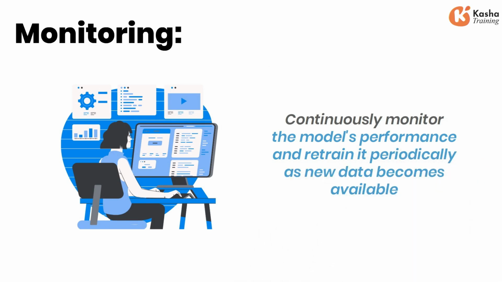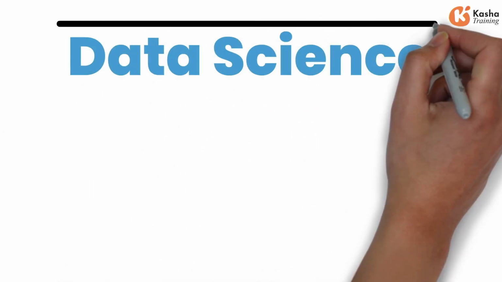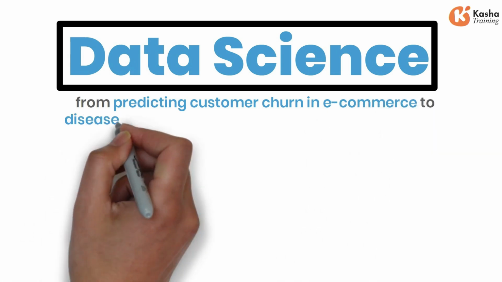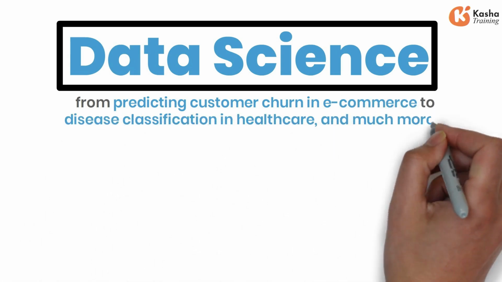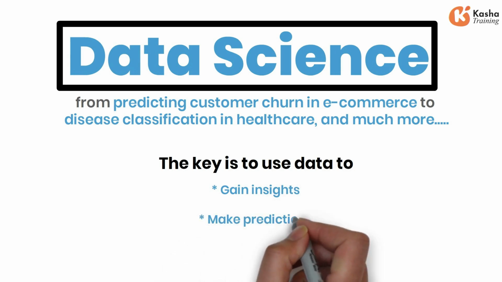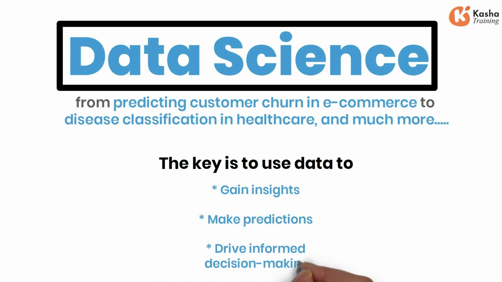This is just one example of a data science project. Data science can be applied to various domains and problems, from predicting customer churn in e-commerce to disease classification in healthcare, and much more. The key is to use data to gain insights, make predictions, and drive informed decision-making.